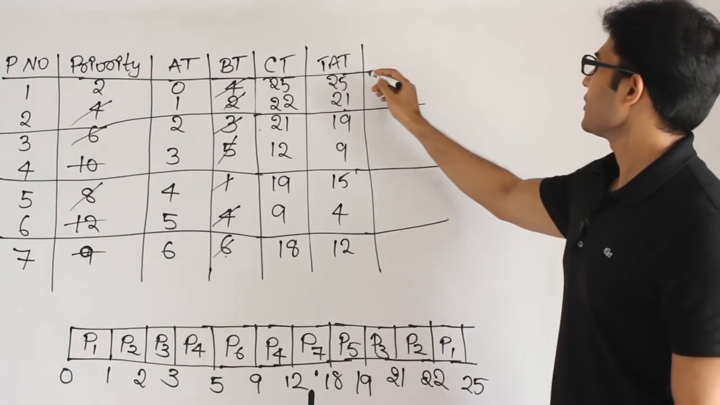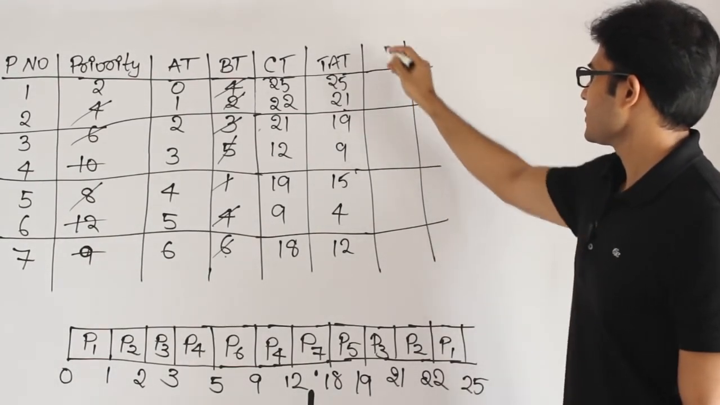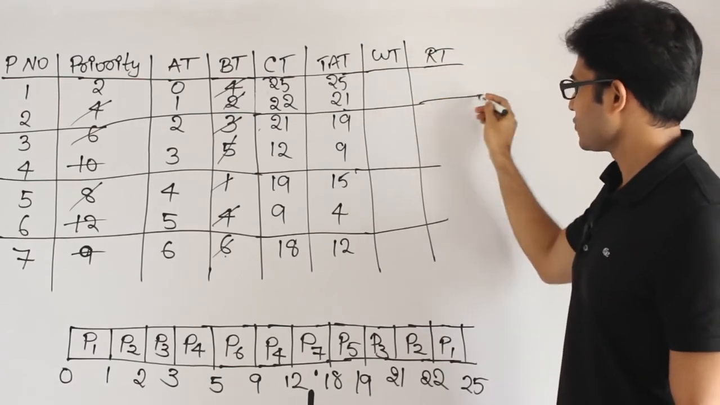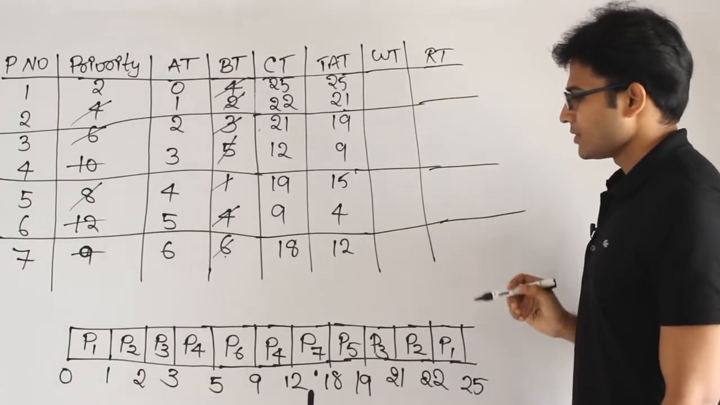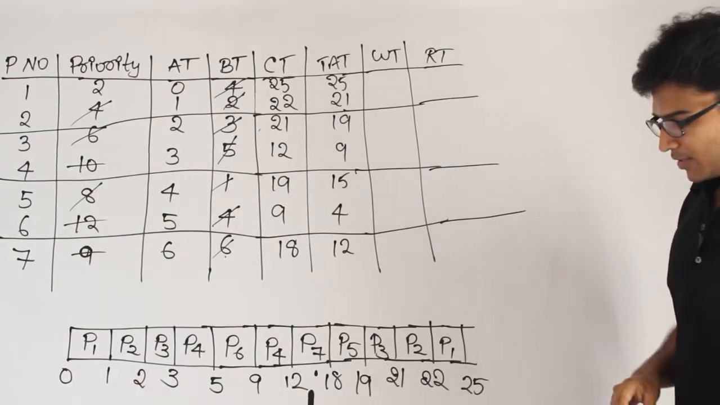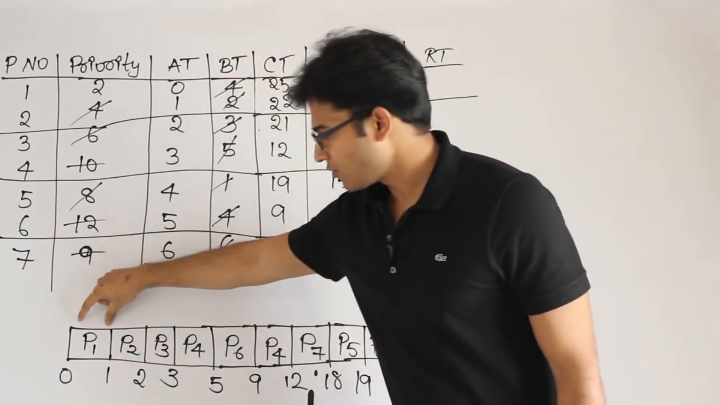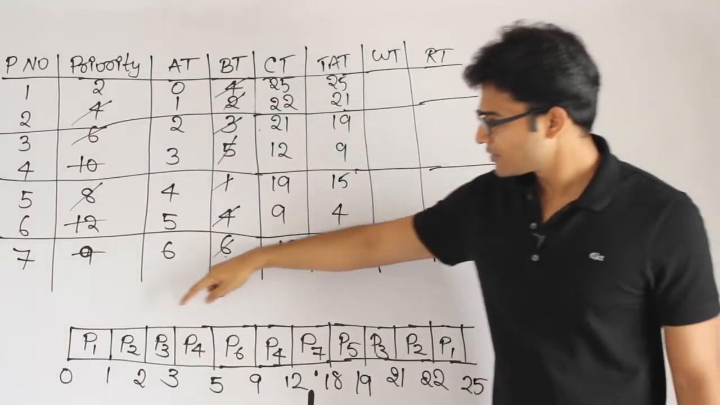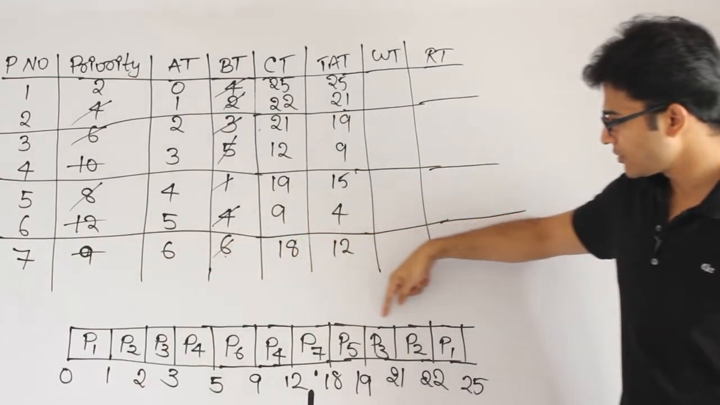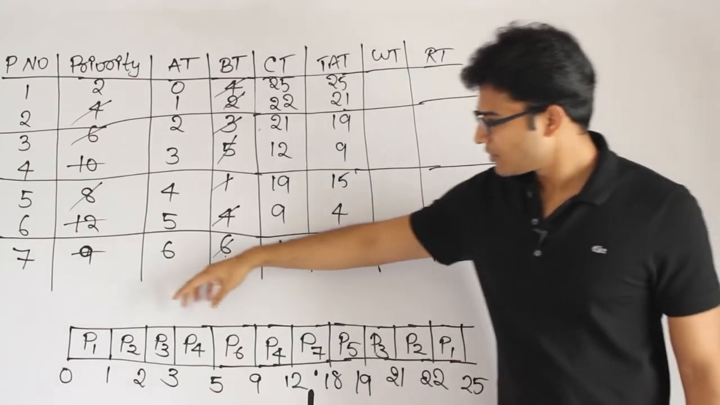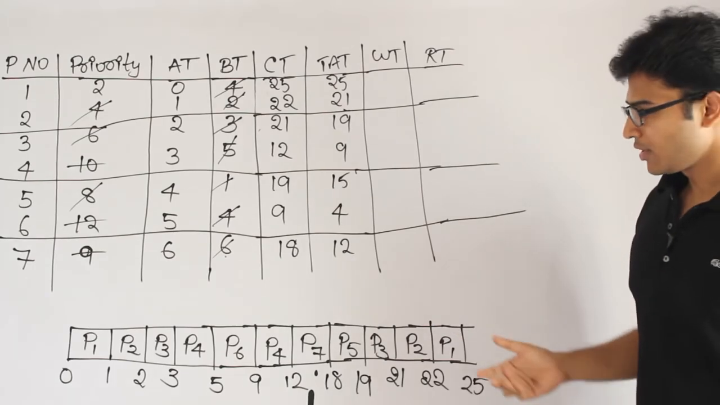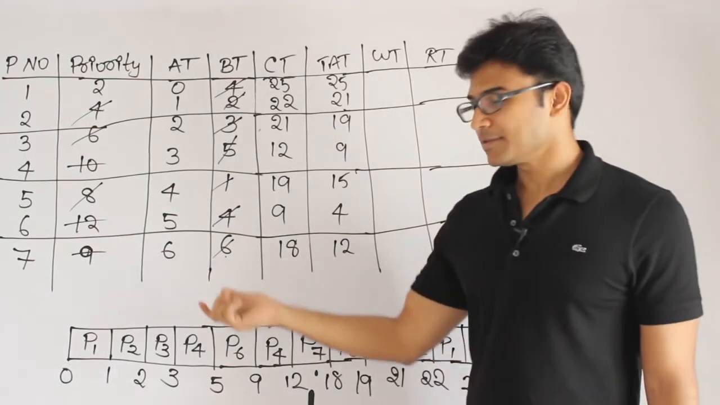After finding the turnaround time, we can find out the waiting time and then the response time. See, in this case, response time and waiting time will be different. I'll show you why. Earlier, P1 got scheduled only at one point, but now P1 got scheduled at 2 points. Therefore, P1 is waiting for the entire duration from here to here, right? So waiting time is more and response time is less, isn't it?